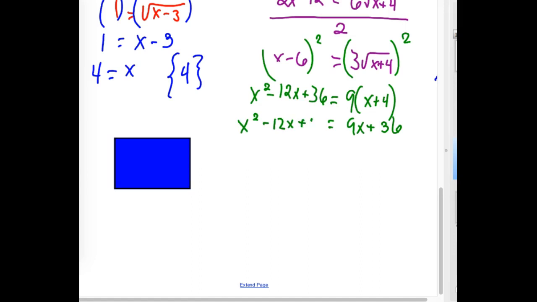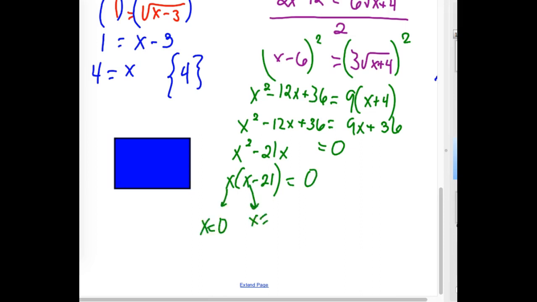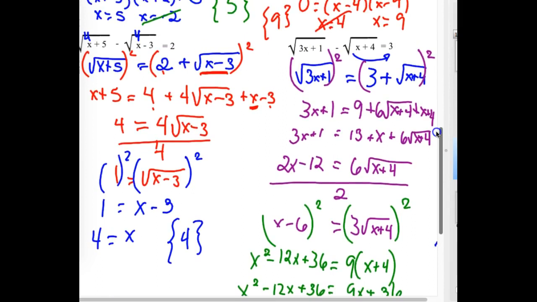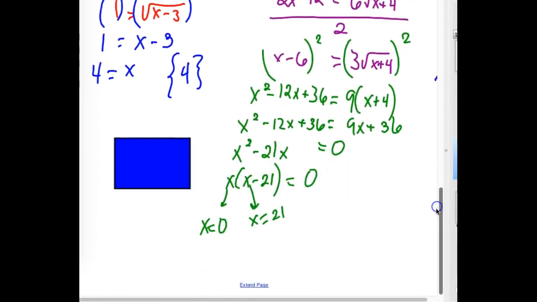Let's move everything to one side. So let's subtract our 9x over. Subtracting 36 makes that constant leave. We end up with just x squared minus 21x. How do I factor that? Take an x out. What's left? Okay. So my possible solutions, x could be 0 or x could be 21. And we would have to double check those back in the original one. We're short on time, so I'll just let you know the 0 does not work. The 21 does.